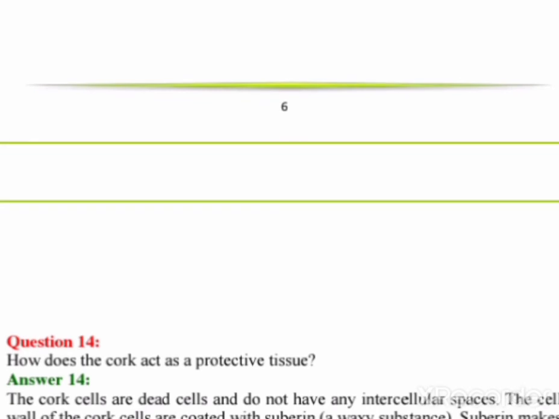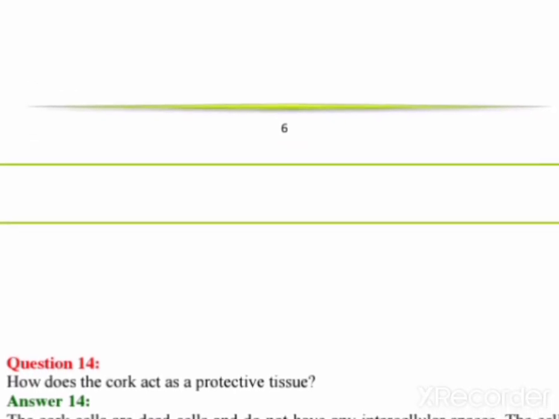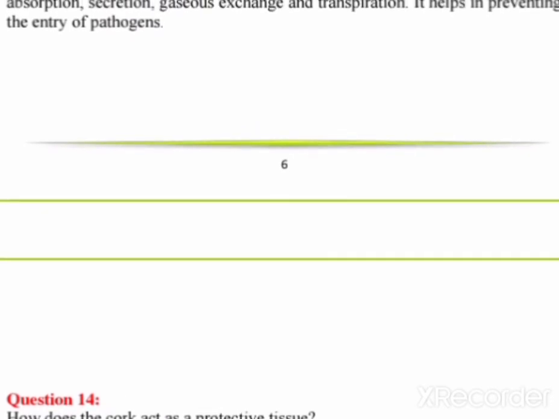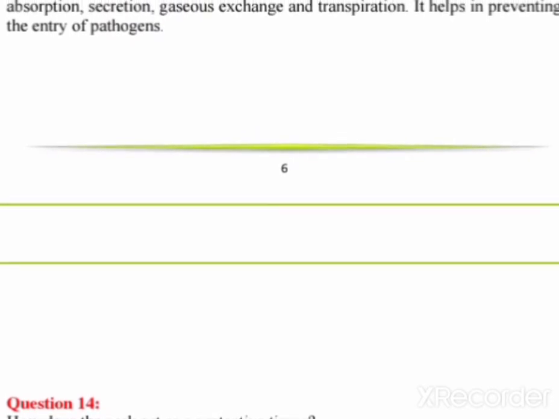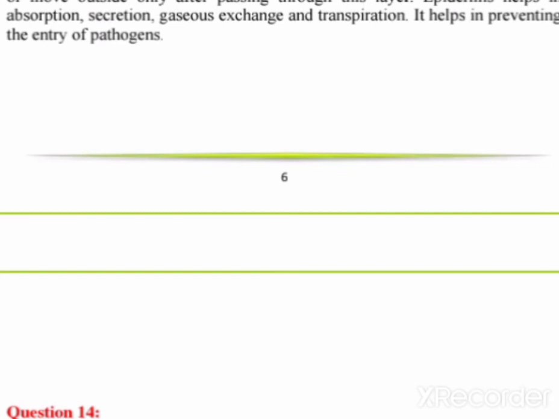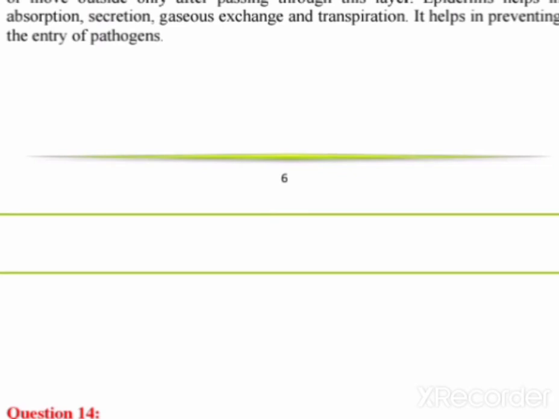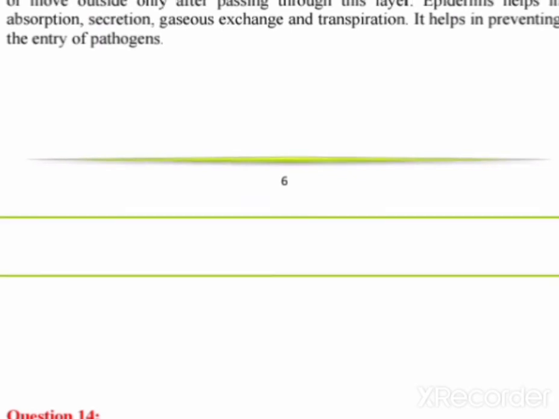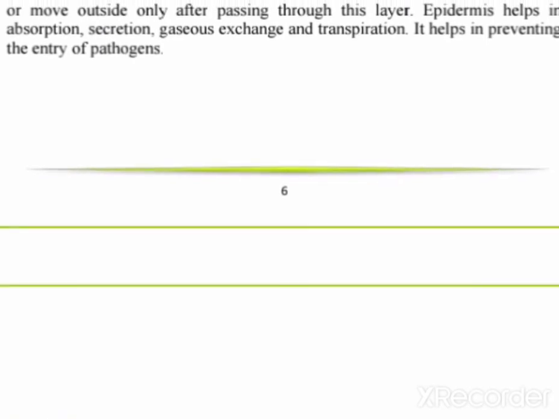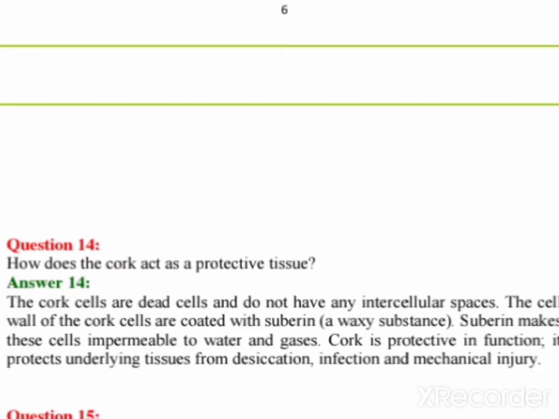So anything, it helps in absorption, secretion, gaseous exchange, transpiration, all the processes are helped by the epidermis, and it helps in preventing the entry of pathogens. What do you mean by pathogens? Those which create disease. So the plant is protected from all types of disease because of the presence of the epidermis.